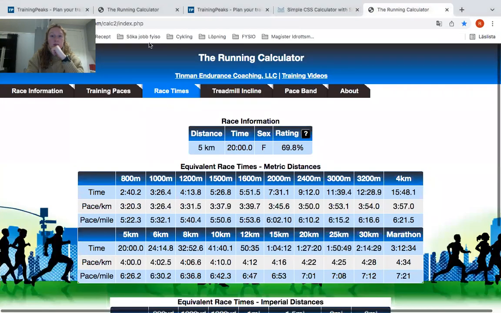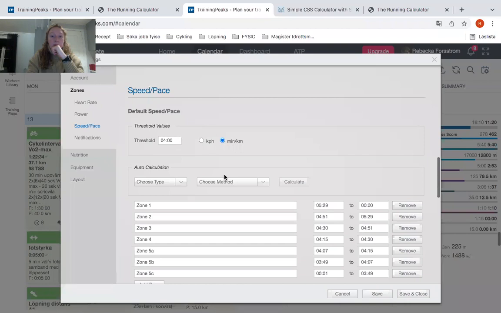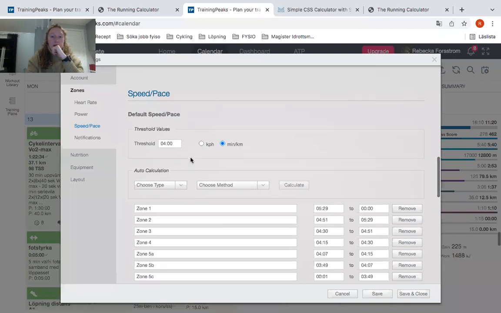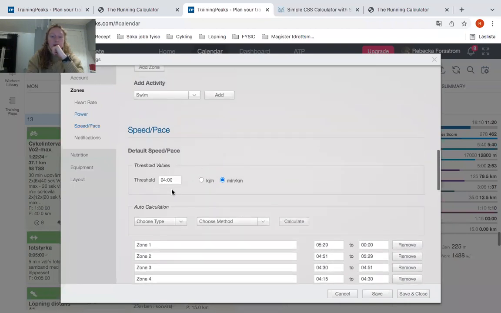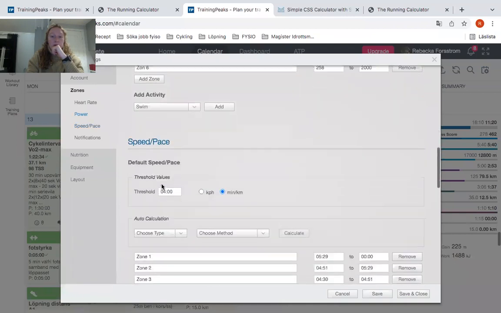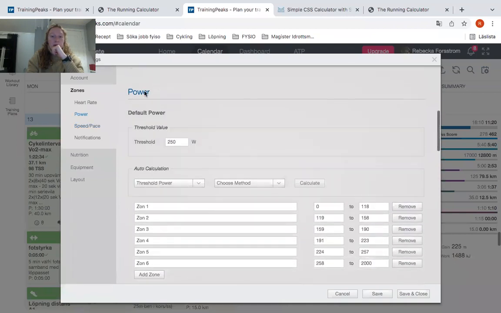In Training Peaks, we're getting back to here. There was the running that you should fill in your threshold. And then we go to here, the power. Fill in your FTP here. And then you get that out as well.